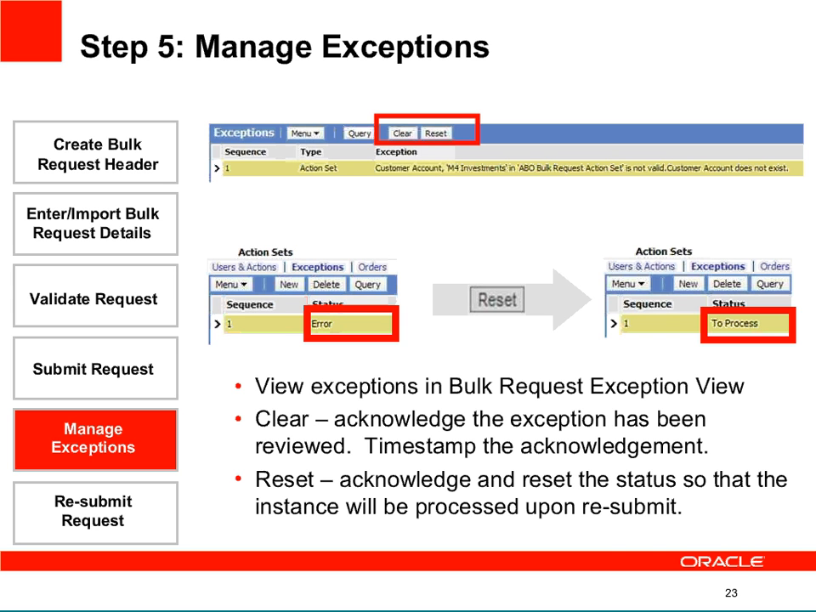All the exceptions generated are available in the bulk request exception view. Click on the Clear button after handling the process. This acknowledges that the process has been handled. Click on the Reset button to change the status to process. This status enables the bulk request to be resubmitted.